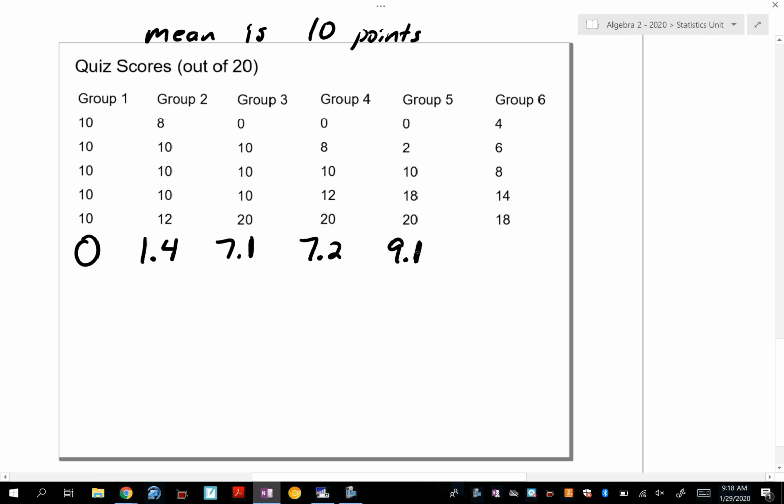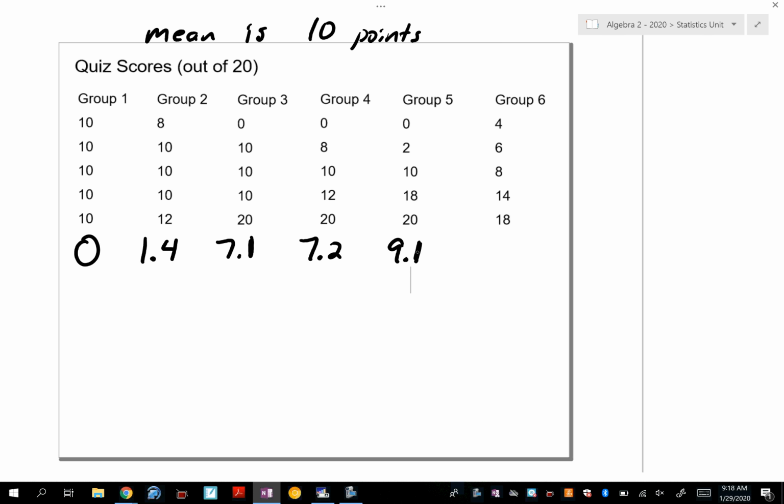Okay, now group 6. Let's see if your brain has been understanding. Okay, look at group 6. You see how I don't have 0 and 20 anymore? Okay, now I have 4 and 18. And then I don't have a 10, all right? I have 14, 6, and then 8.